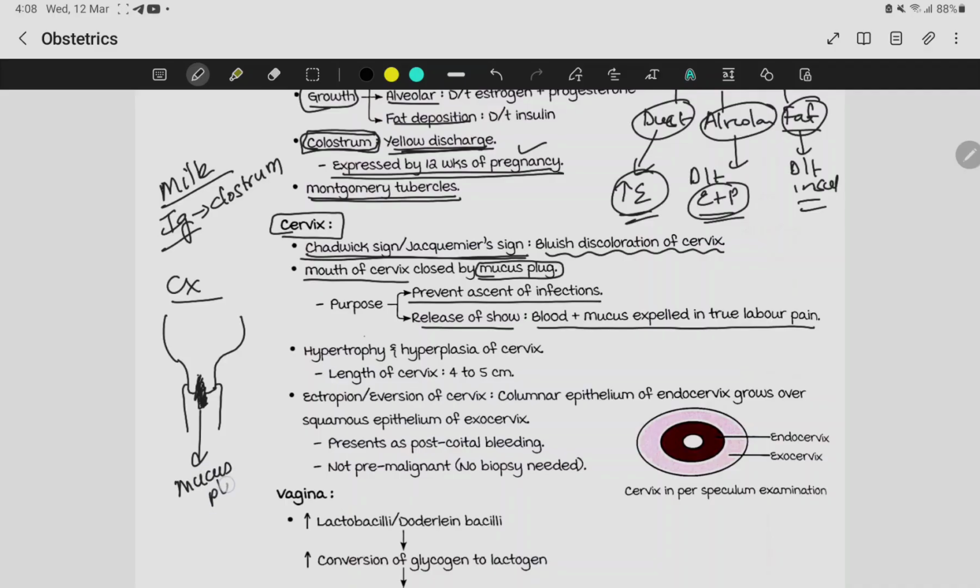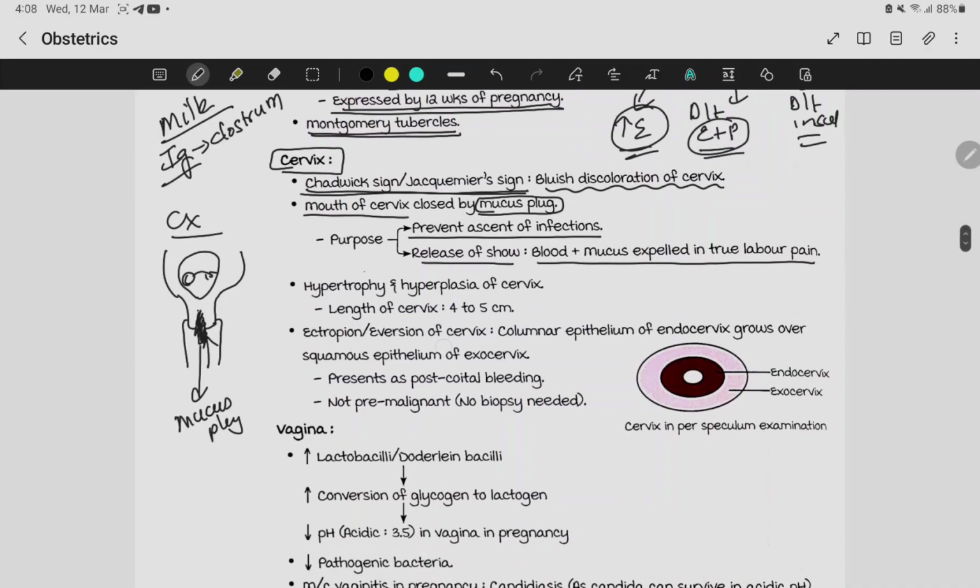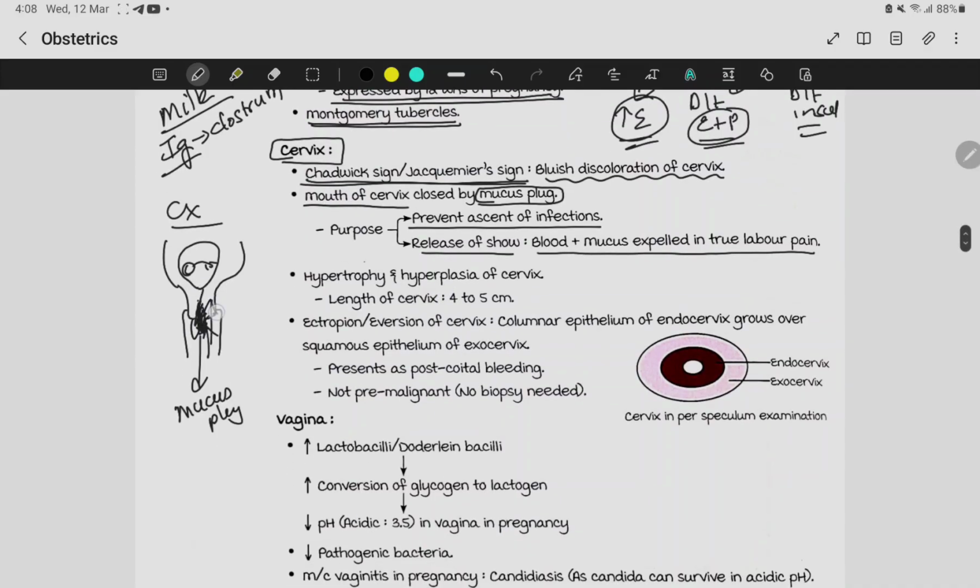Okay, mucus plug. If this is the fetus inside, it will prevent the ascent of infection, as well as the expulsion of the fetus. So it prevents this, and it also prevents this. Upward and downward, it prevents both.